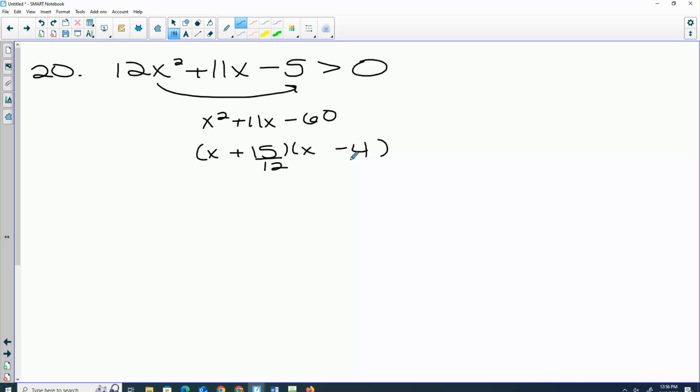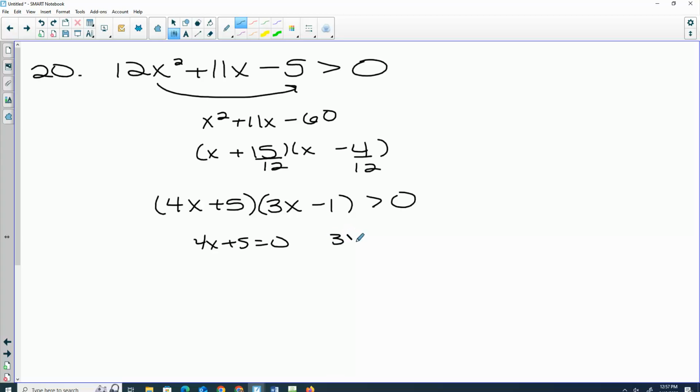Don't forget to undo your slip and slide. So 15 over 12 reduces to 5/4. 4 over 12 is 1/3. All right, this is where it's different. In an equation, you set these things both equal to 0. And we'll go ahead and do that. So we get negative 5/4 and positive 1/3. But then what do we have to make?